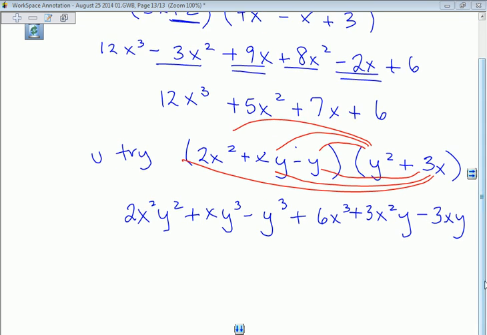Now, we're looking at this big mess going, okay, the first two terms have a degree of 4, and the next two terms have a degree, well, the next three terms have a degree of 3, and the last term has a degree of 2. So we're kind of going from highest degree to lowest degree.